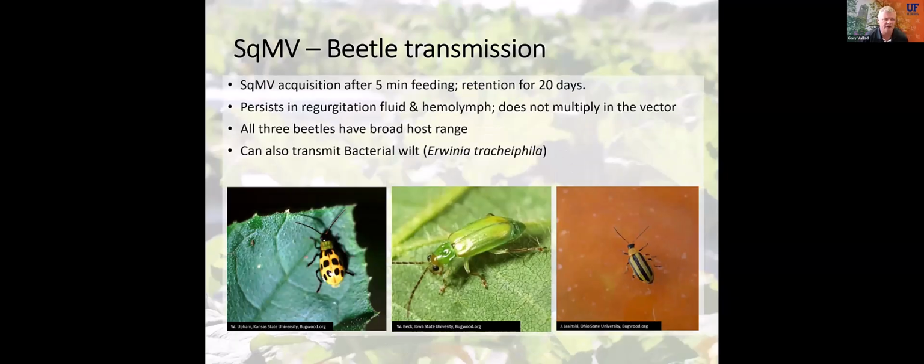So squash mosaic virus acquisition can occur after 5 minutes of feeding, and the beetles can retain and continuously transmit the virus for up to 20 days. Basically, the virus itself persists in the regurgitation fluid and in hemolymph, but it does not multiply within the beetle itself. Also, all three of these beetles have a broad host range and can also transmit other diseases such as bacterial wilt in cucurbits, which is a big problem.